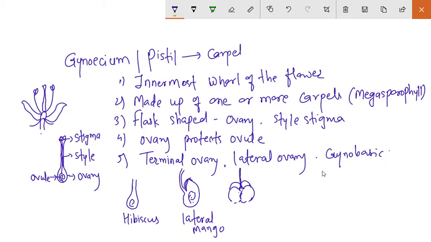It is known as gynobasic. So it is not the ovary, it is the style: terminal style, lateral style and gynobasic style. Terminal means when it is at the top, lateral means at the side, and gynobasic means in the multicarpellary ovary, the style is produced from the deep depression. Example, Ocimum, tulsi.